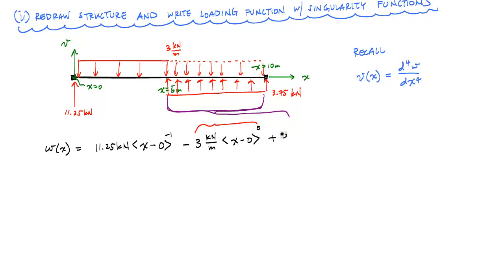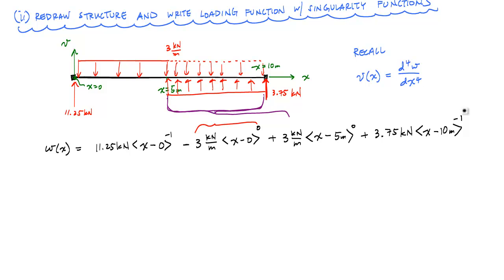I'm going to add 3 kilonewton per meter times x minus, and this is going to start at 5 meters, to the 0 power. And then what I have left is this concentrated load at the very end. Here, let me make this a little bit bigger because that looks misleading. There's that 3.75 kilonewtons at the end, and this is a plus 3.75 kilonewtons times x minus, and this is applied at 10 meters, to the -1 power.